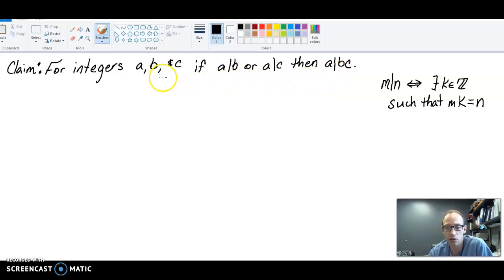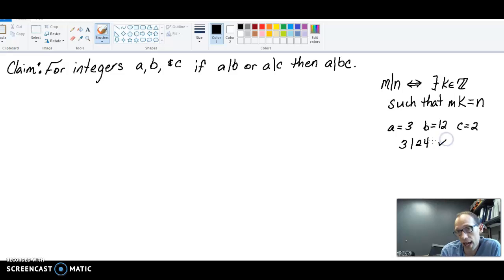I would tend to plug in some numbers first of all. So I have three integers. I want a to either divide b or c, and then I want to see if a divides bc. So maybe I let a be, let's say, 3. B, I want to make sure a divides b, so I'm going to maybe say that's 12. And c, it doesn't really matter. Let's keep it small at 2. So a does divide b, so we meet the if part. Does a divide bc? Well, 3 does divide 24. So in that case, it works. We found at least one case where it works, certainly not a proof.